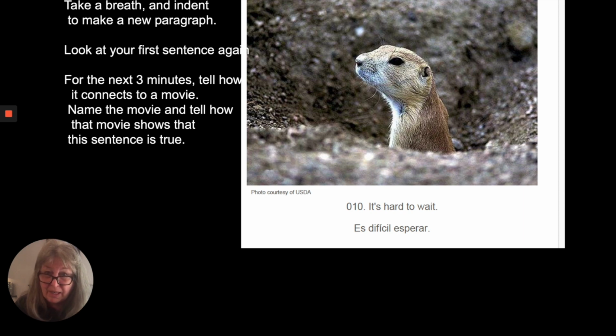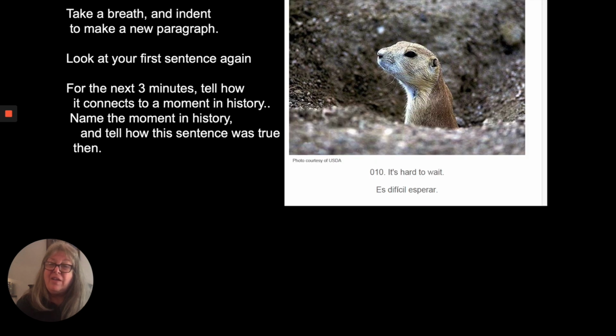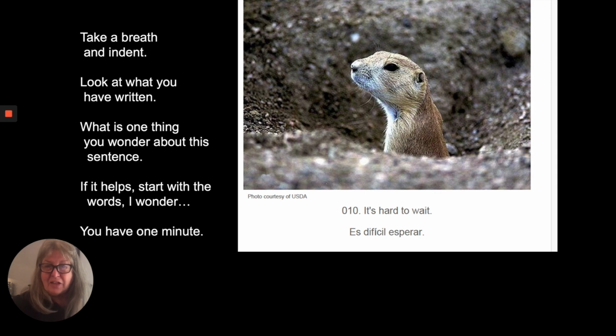Then you give them 3 minutes and you stay quiet. At the end of 3 minutes, stop them and say, now, take a look at that sentence again and think about moments in history. How is that sentence true in any moment in history? The last step is to take a look at what you wrote and think about what's one thing that all this leaves you wondering about that sentence. Start your last paragraph with the words, I wonder, or this makes me wonder. And write for 1 minute.